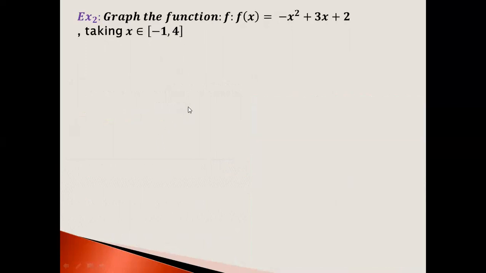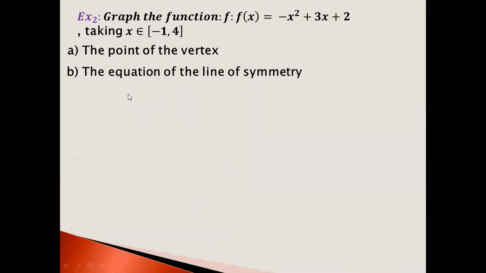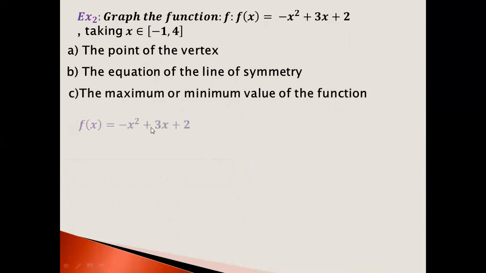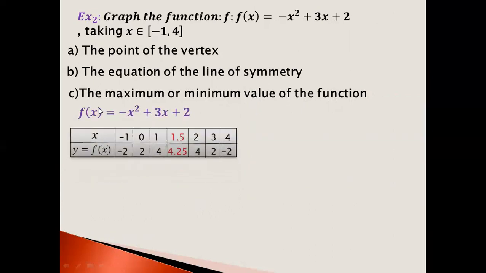Graph the function f of x equals -x power 2 plus 3x plus 2, taking x belongs to the closed interval -1 and 4. We need to find the vertex point, the equation of the line of symmetry, and the maximum or minimum value of the function. At first, we need to make a table which contains the elements of the domain and the elements of the codomain.